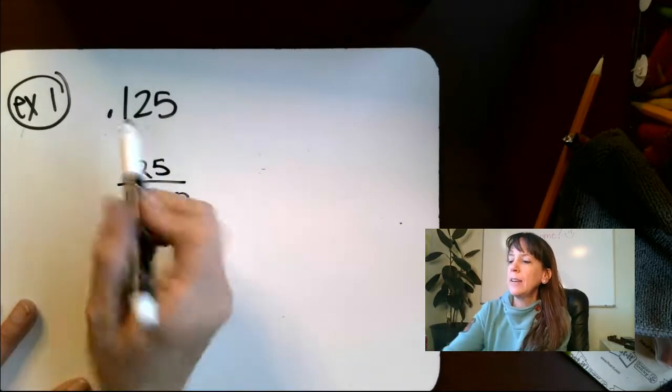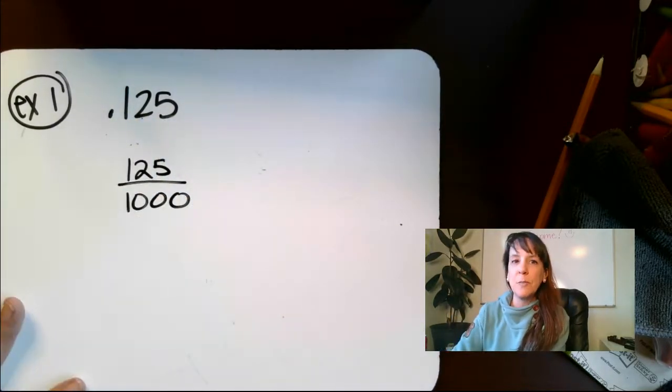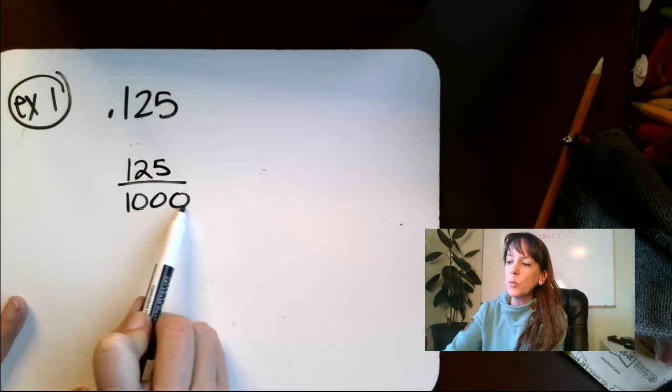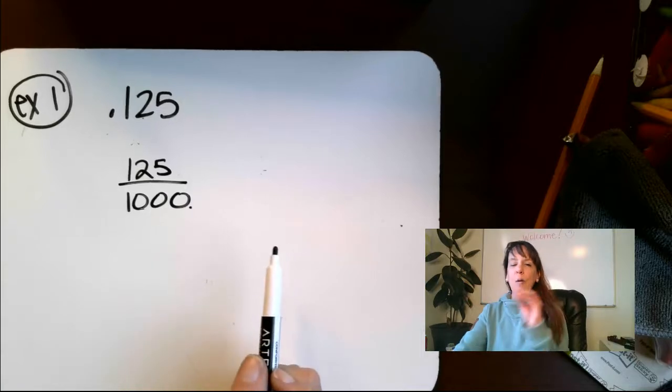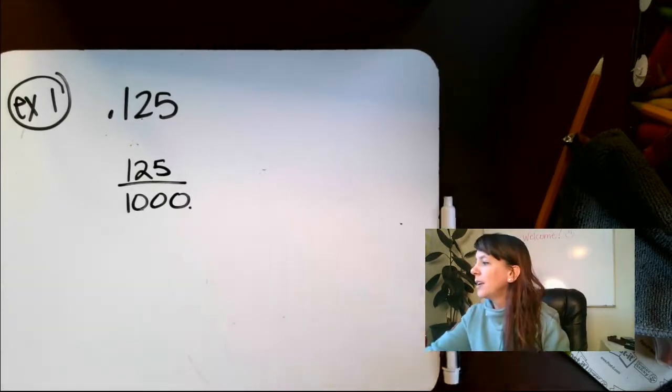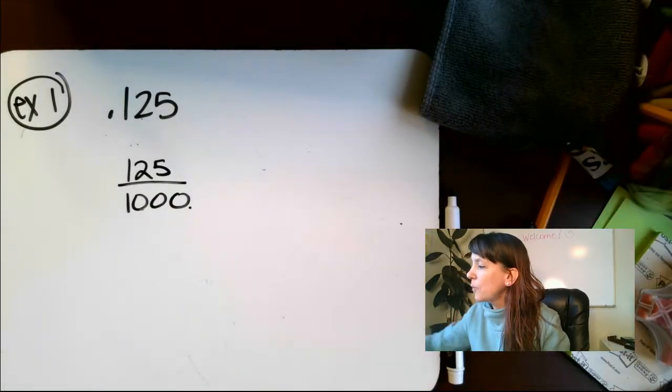Another way to remember that: there are 1, 2, 3 digits behind our decimal here, which means we need to have 3 zeros here. However, anytime we have a fraction, we always have to reduce.